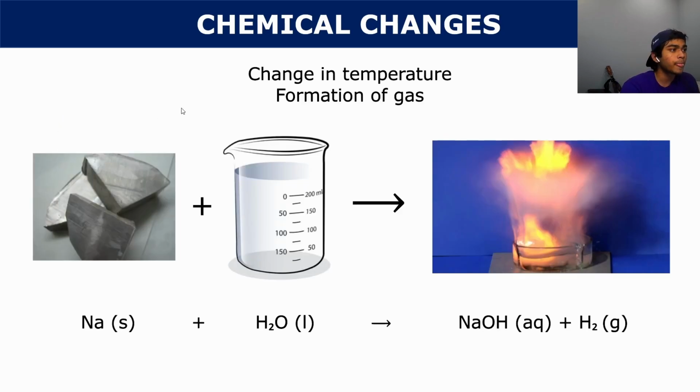Okay, another example is a change in temperature or a formation of gas. If you take solid sodium metal and you have water, you might have seen this reaction on YouTube or something. Sodium solid is very, very reactive, and if you add water to it, you have this kind of explosion. And this explosion causes, of course, a change in temperature, releases a lot of heat, and it forms gas. In this case, the gas that's being formed is hydrogen gas, and you have sodium hydroxide also being formed. So a change in temperature and the formation of a gas can indicate that you have a chemical change.